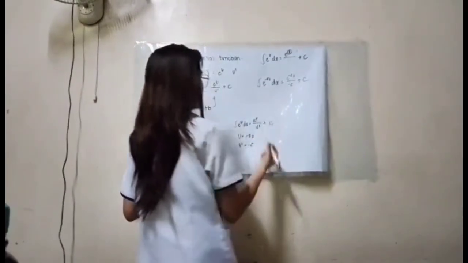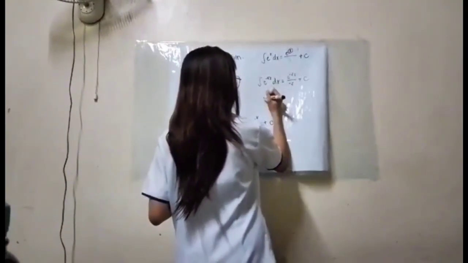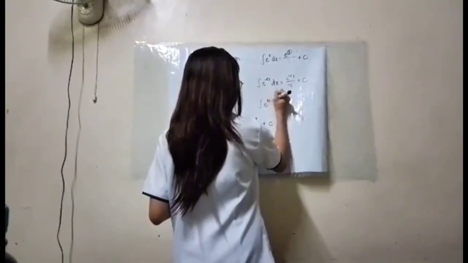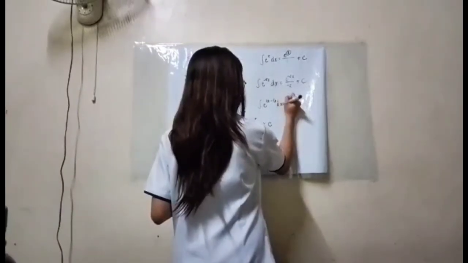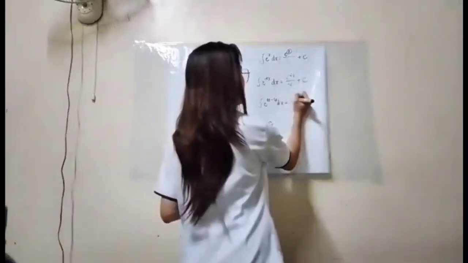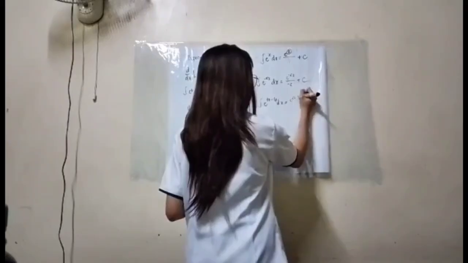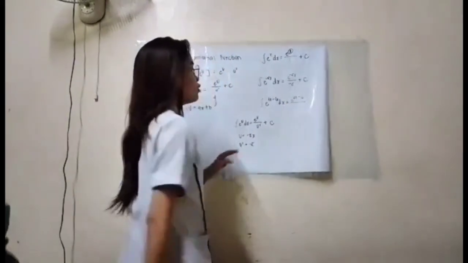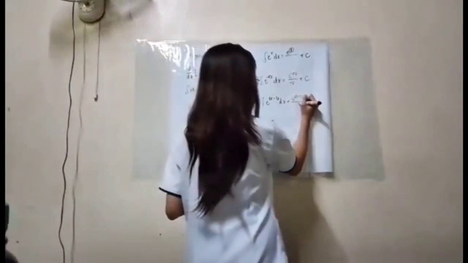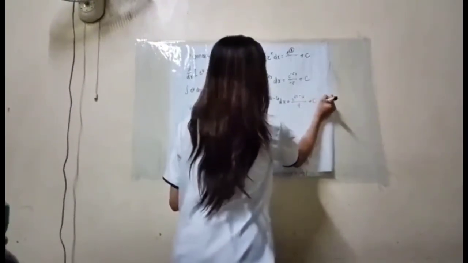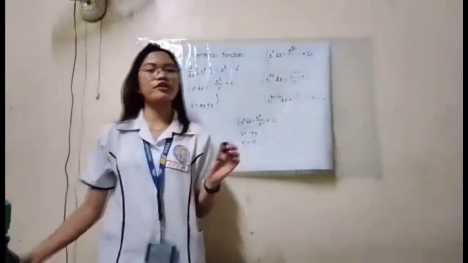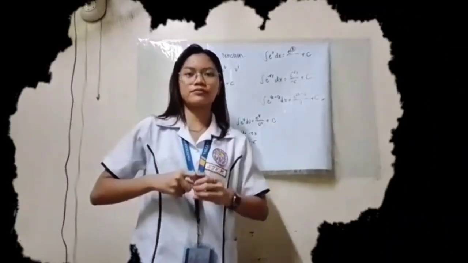So let's move on to example number 3. The integral of e to the 4x minus 6 will be equal to e to the 4x minus 6 over the derivative of 4x minus 6, which is equal to 4. So this is how you integrate an exponential function if it's a linear function.